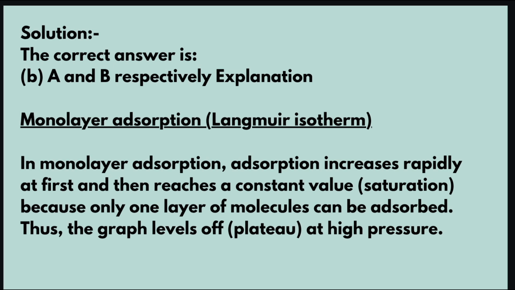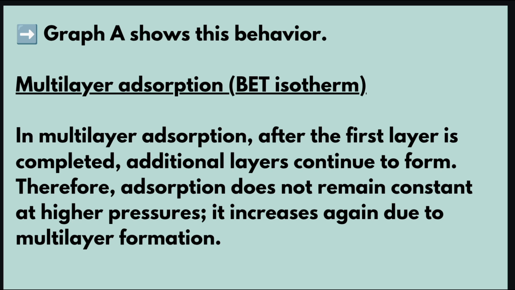Monolayer adsorption is described by the Langmuir isotherm. In monolayer adsorption, adsorption increases rapidly at first and then reaches a constant value, that is saturation, because only one layer of molecules can be adsorbed. Thus, the graph levels off to a plateau at high pressure. Here, graph A shows this behavior.